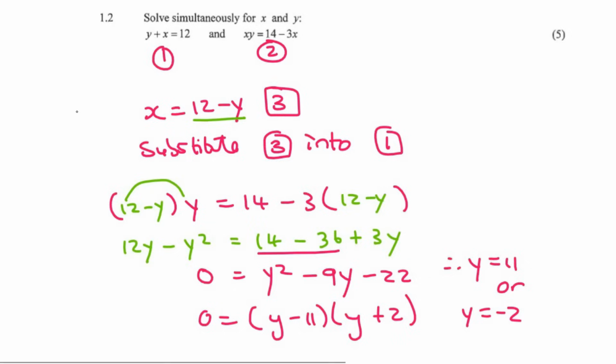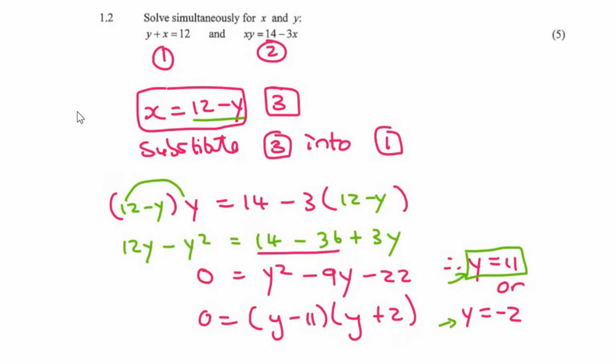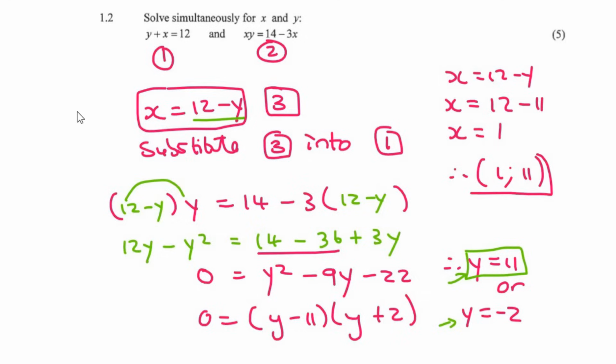So guys, don't stop there. We've only found y. The goal of a simultaneous equation is to find x and y. So let's start with y equals 11. So what you're going to do now is you need to find the x value when y is equal to 11. So the best equation to use is to come back to number 3. So number 3 says that x is equal to 12 minus y, and so I'm going to plug in 11 over there, and that's going to mean that x is equal to 1. So therefore, when x is 1, then y is 11. That is your first point. X is 1, y is 11.